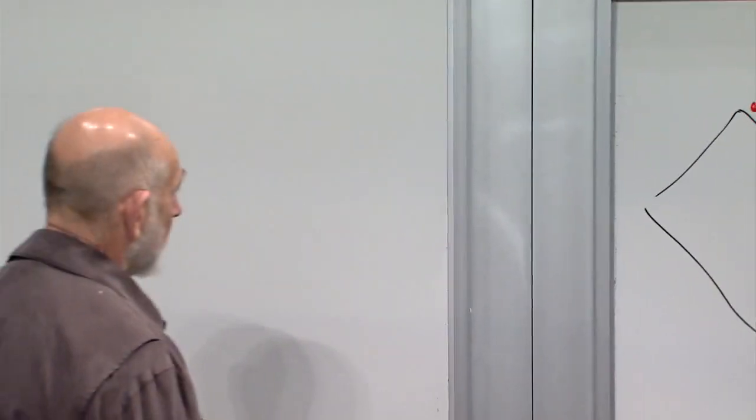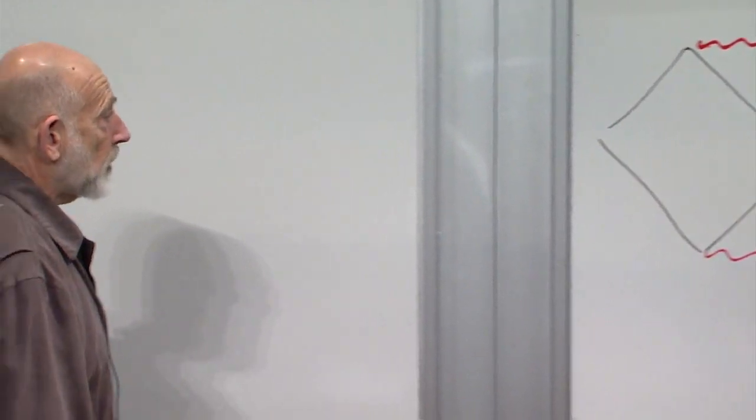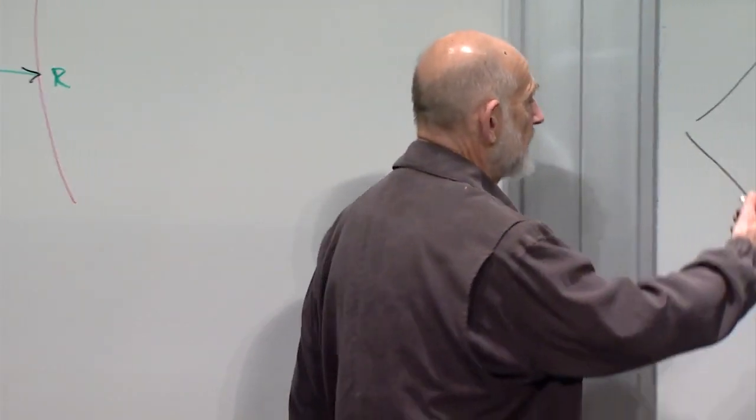What about quadrant 2? Quadrant 2 is over here, and it is the place where you're doomed. Here's the singularity.